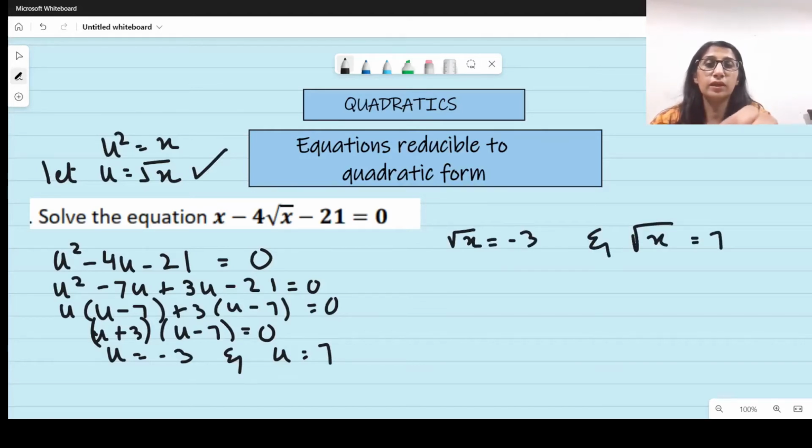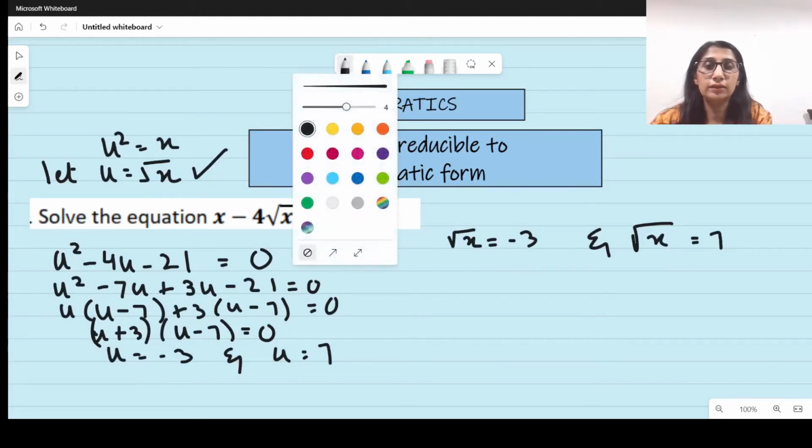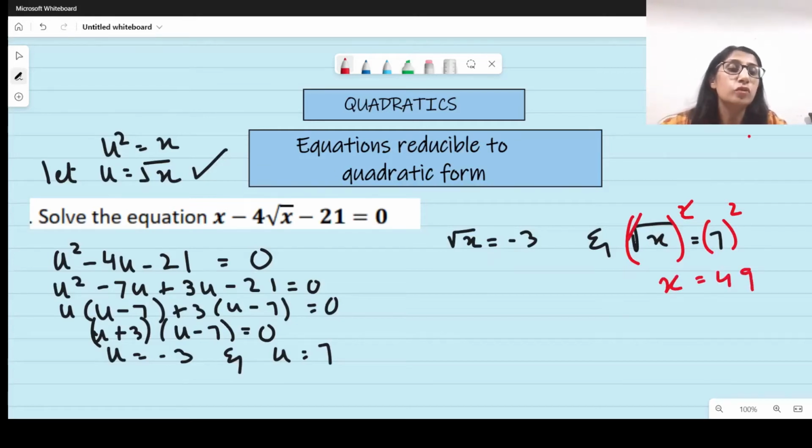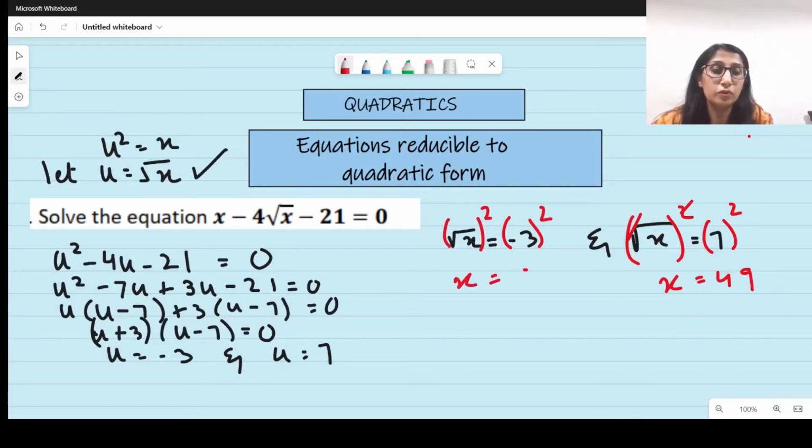Now a very common mistake students make is that they say take square root on both sides. Sorry, take square on both sides. So that just works fine over here, and that gives you x equals 49, which is true. Square root of 49 is 7. However, this method fails at this end. If you square both sides, you get x equals 9, which is untrue because if you take the square root of 9, you get a 3, not a negative 3.